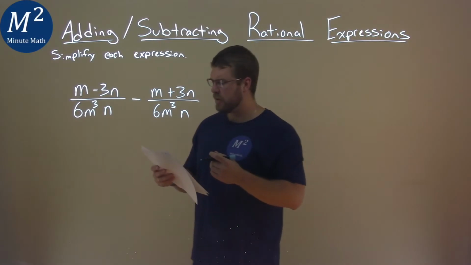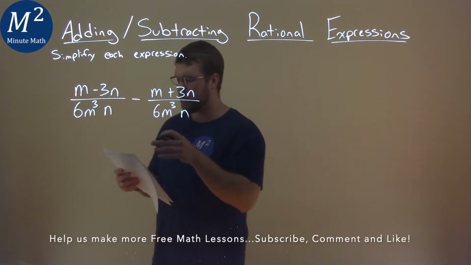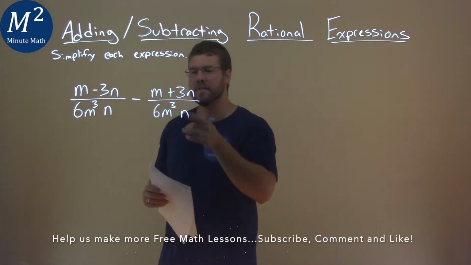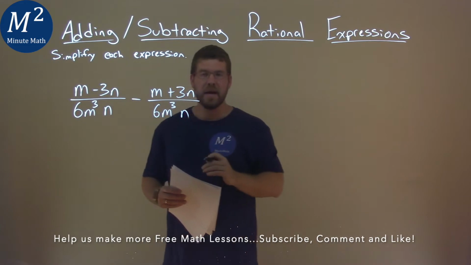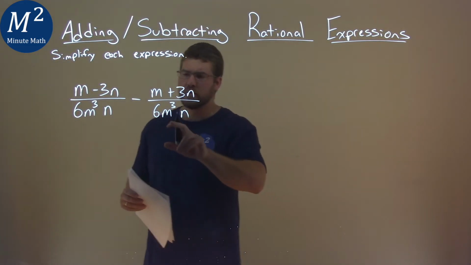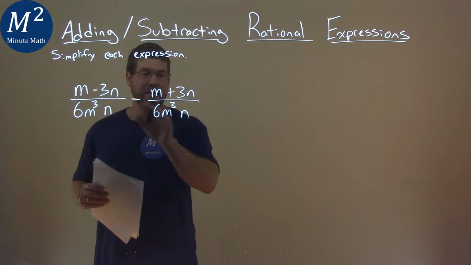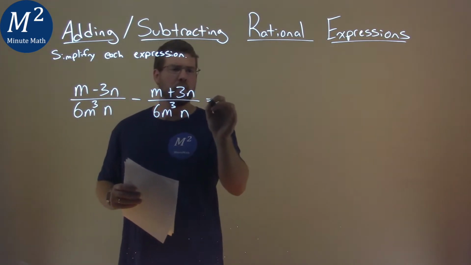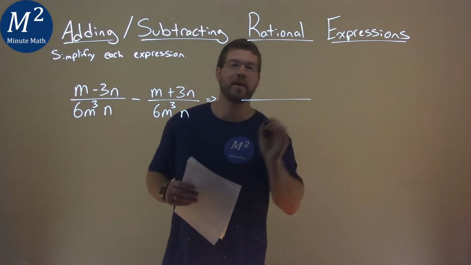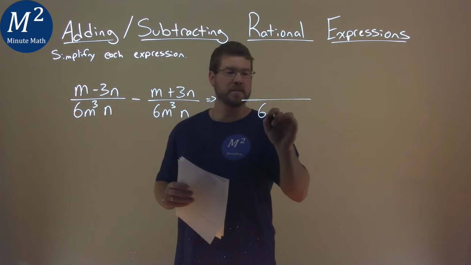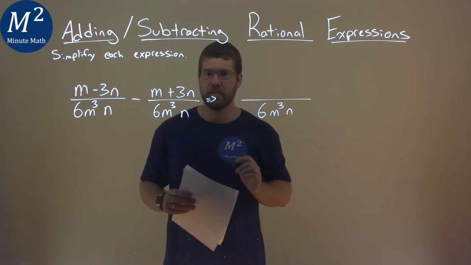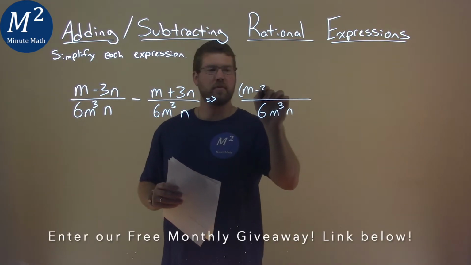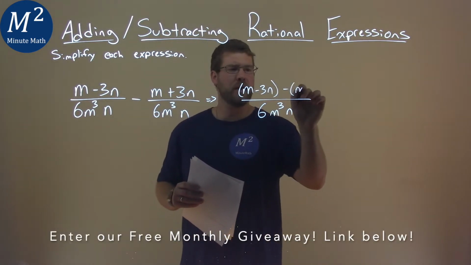We're given this problem right here, m minus 3n over 6m to the third power n minus m plus 3n over 6m to the third power n. And we've got to simplify this. Well, first thing that's great is these two fractions have the same denominator, 6m to the third power times n. So we can instantly combine them into one big fraction, with a denominator of 6m to the third times n. The numerator, we're just going to subtract the two, so let's write it out here as m minus 3n minus m plus 3n.